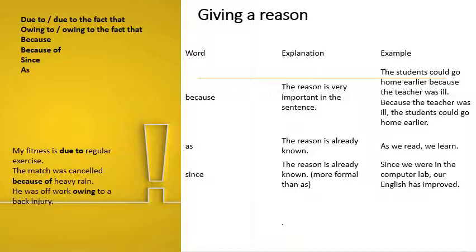Another example, as we sow, so we reap. വിതയ്ക്കുന്നത് കൊയ്യും. As we sow, so we reap. The reason is already known here.